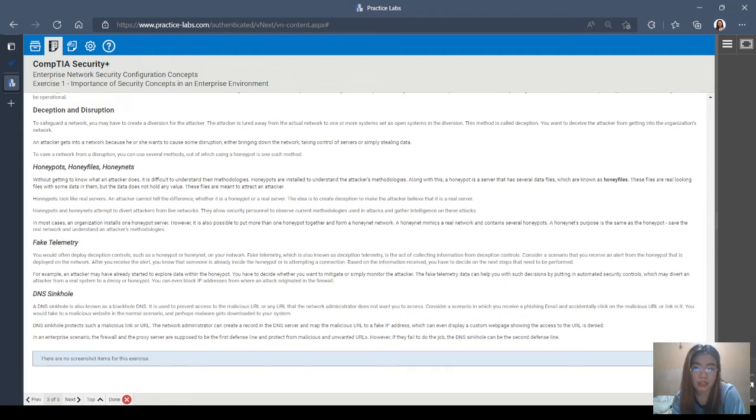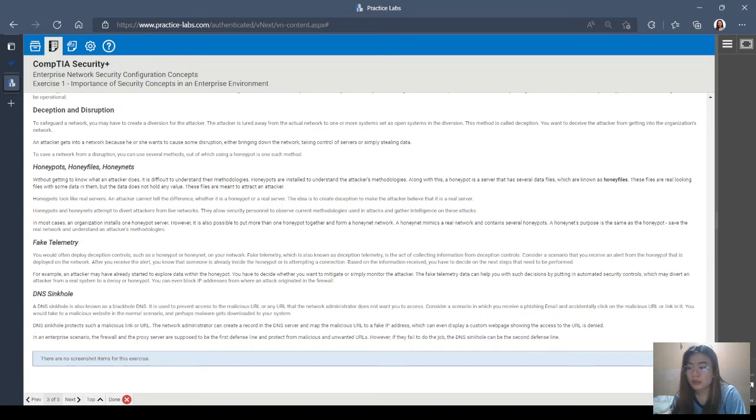For example, an attacker may have already started to explore data within the honeypot. You have to decide whether you want to mitigate or simply monitor the attacker. The fake telemetry data can help you with such a decision by putting in automated security control which may divert an attacker from a real system to a decoy or honeypot. You can even block IP addresses from where the attack originates in the firewall.